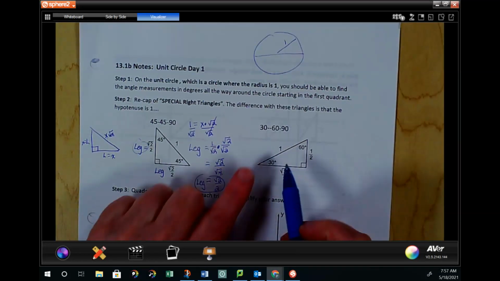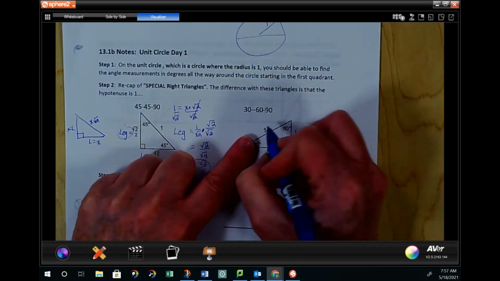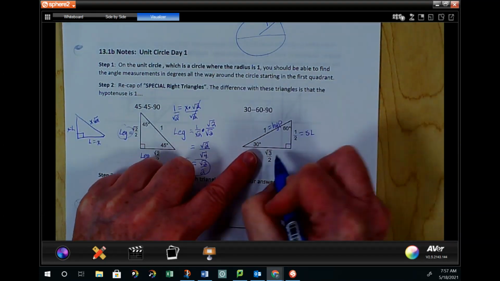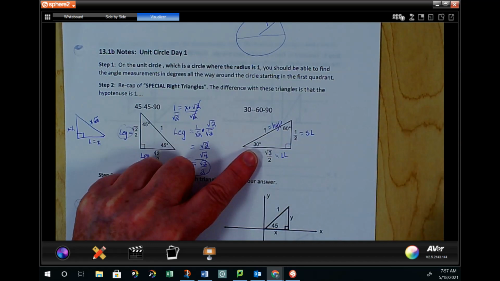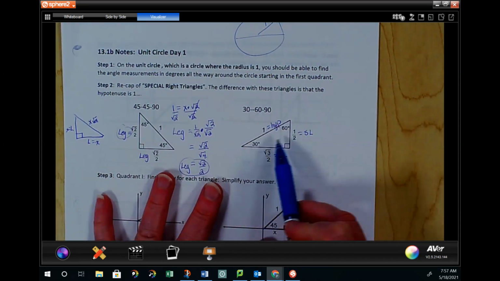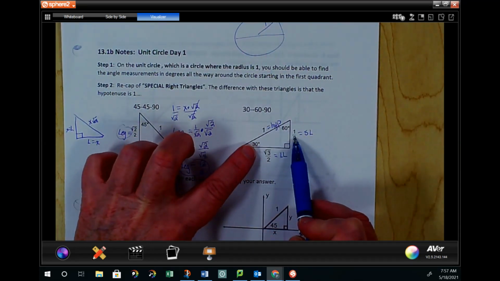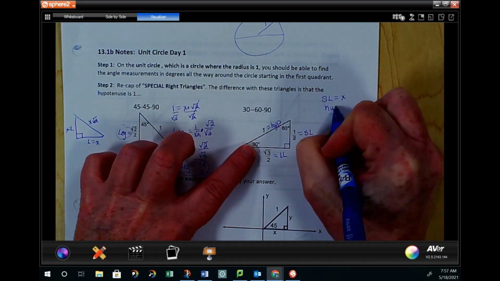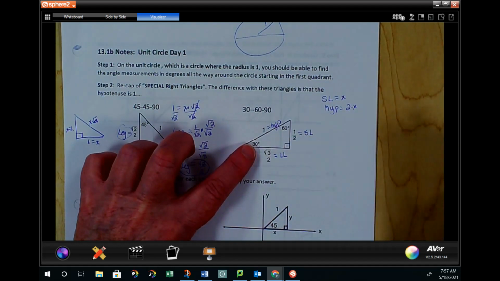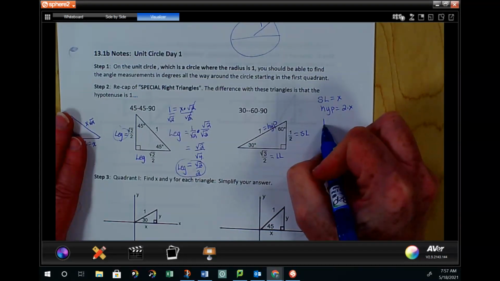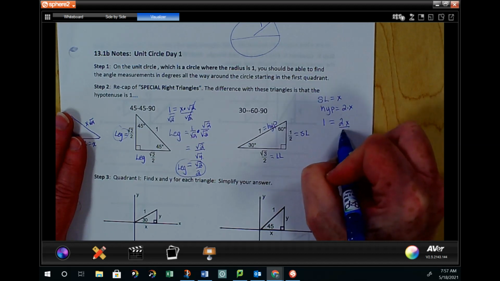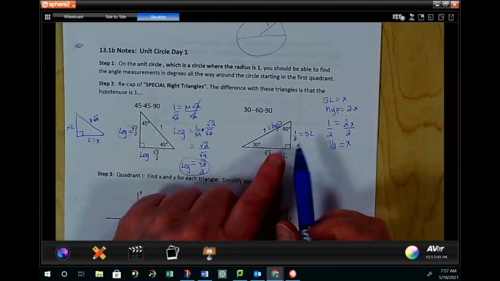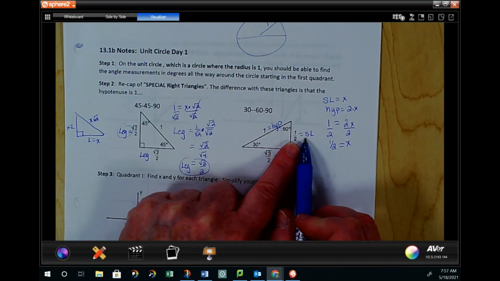Same thing with this one. This is your hypotenuse, this is your short leg, and this is your long leg. So with the 30-60-90, the short leg is just going to be x. We always said that the short leg was x and your hypotenuse was 2 times x. Well, if your hypotenuse is 1, then 2x equals 1, divide by 2, so x is 1/2. That's how we got our short leg to be 1/2.